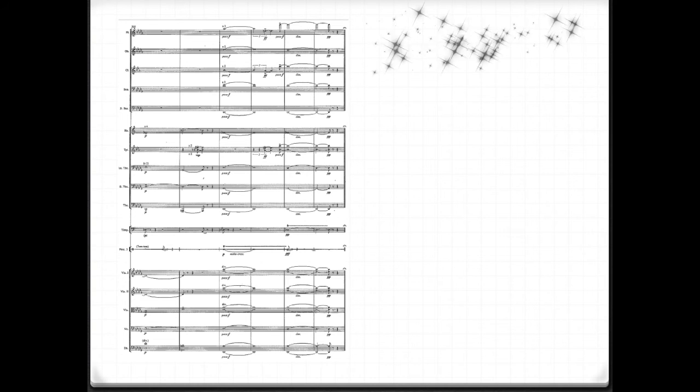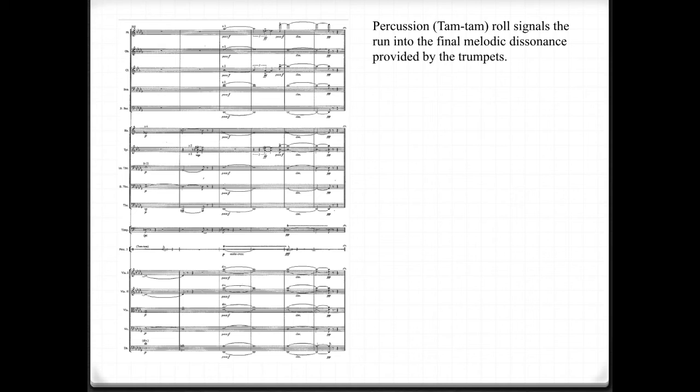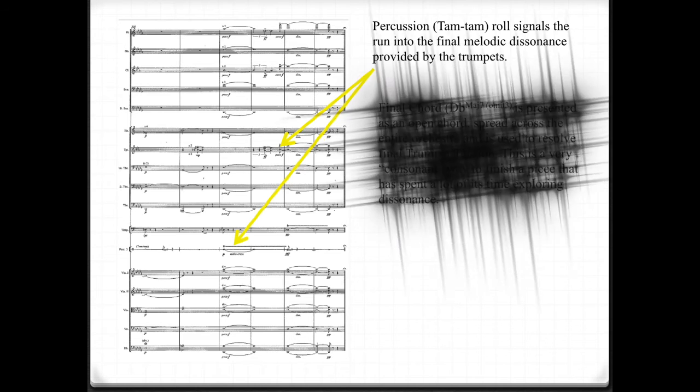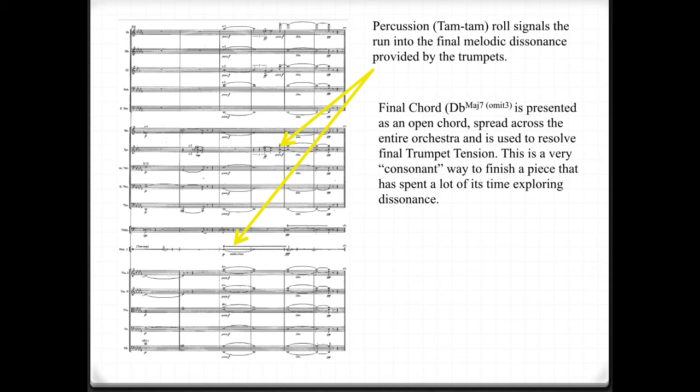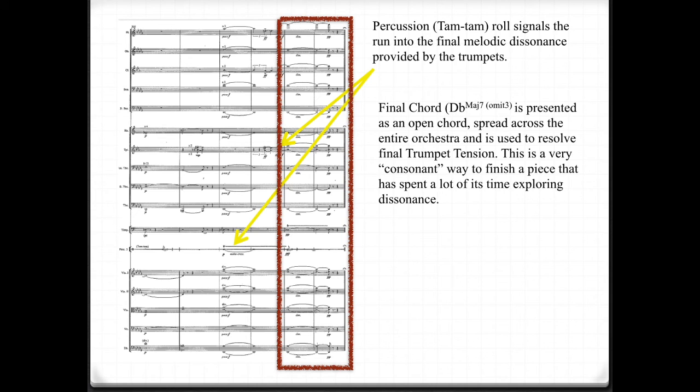The percussion, the tam-tam particularly, its role signals the run into the final melodic dissonance provided by the trumpets. And the final chord, which is a D flat major 7 omitting the 3, meaning that we are removing the 3, is presented once again as an open chord, which is spreading across the entire orchestra and is used to resolve the final trumpet tension. This is a very consonant way to finish a piece that has spent a lot of time exploring dissonance.